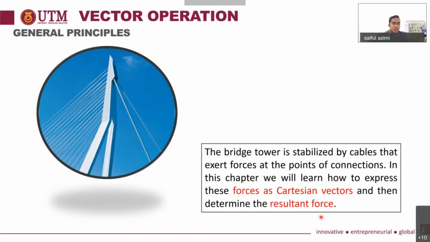Actually, this cable has stabilized the bridge tower by exerting a balanced force between the two sides, so that it will be standing still. So the bridge will not collapse, just by using the cables.